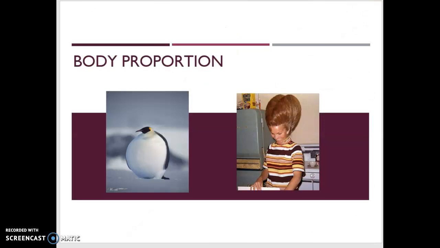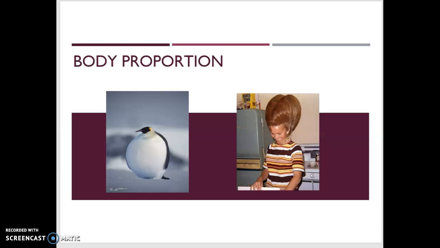Here are two pictures, two examples of things that are totally out of proportion. As you can see, the cute little penguin has a very tiny head, but a very big body, whereas the woman next to the penguin has a huge hair and a much smaller head than her hair, so they are completely out of proportion.